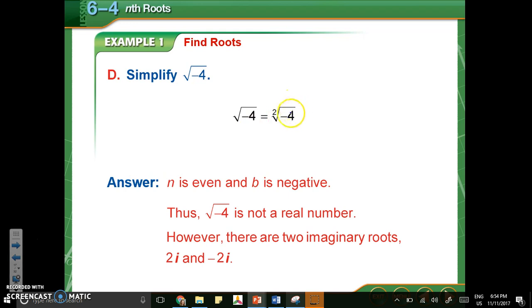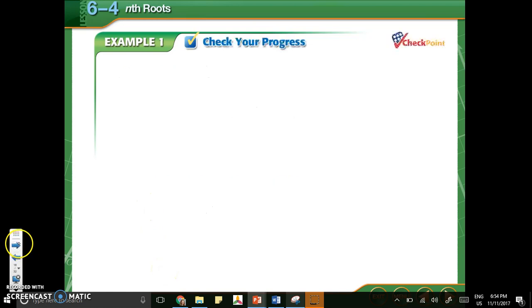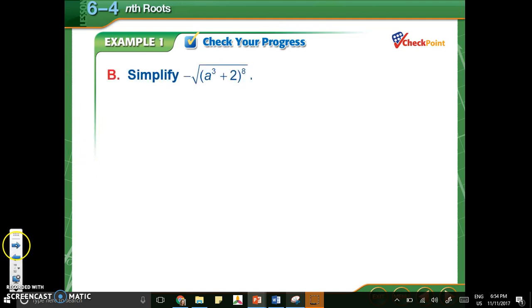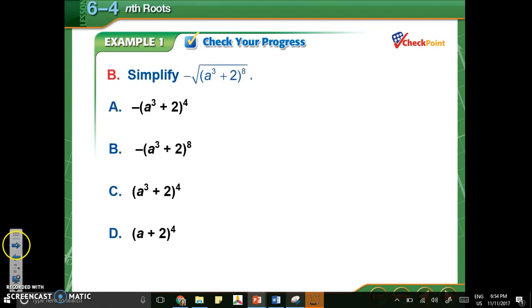Negative 4 does not have two real numbers that when multiplied together give negative 4, but we know from our work with imaginary numbers that 2i and negative 2i would be the imaginary roots. Okay, I want you guys to try these next 3 examples. Okay, this one should be plus or minus 3x to the 4th. Try this one. Okay, here your answer is A.